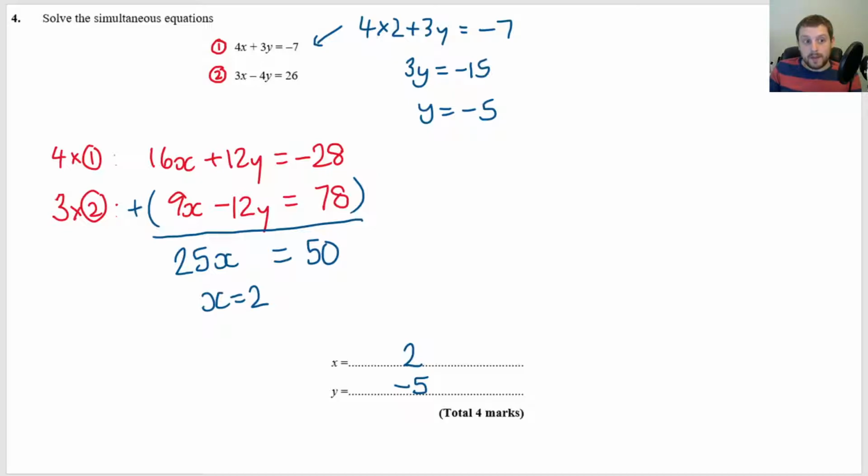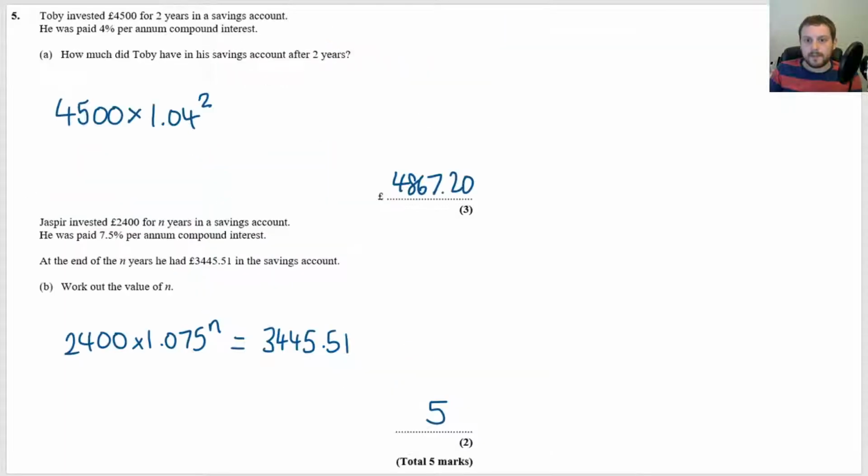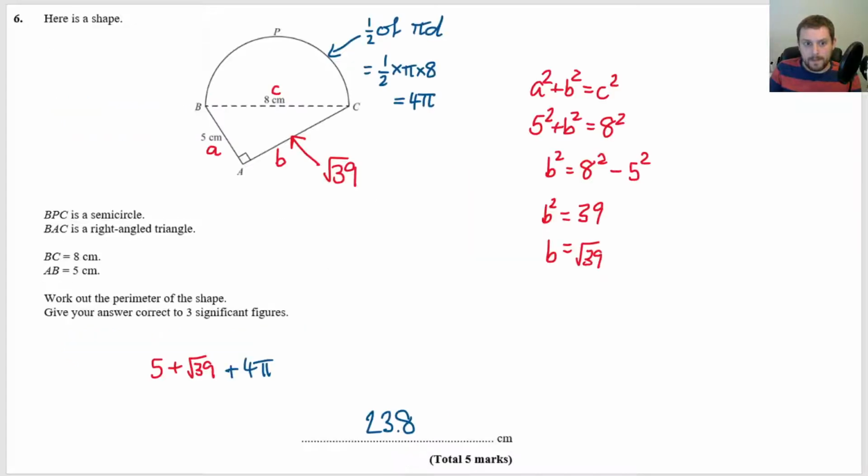Okay, so you can definitely practice solving simultaneous equations. These simultaneous equations are not too bad at all. Compound interest. Again, something that you can revise, do a bit of practice of, and then should be okay. This one, if you can remember Pythagoras and you can remember pi d, then you should be okay with that.